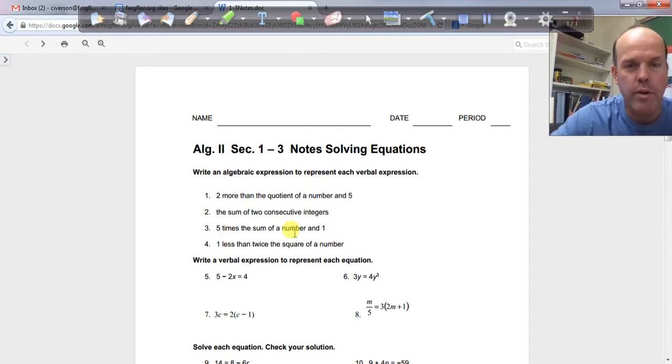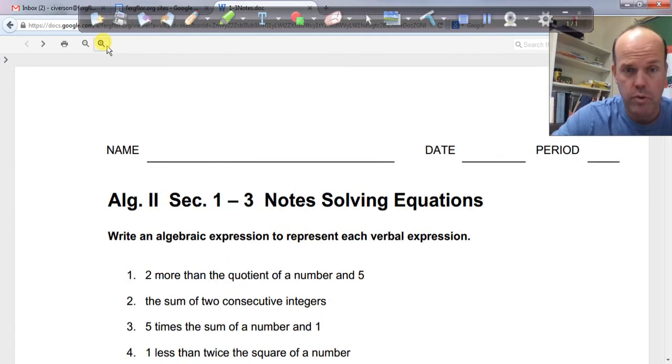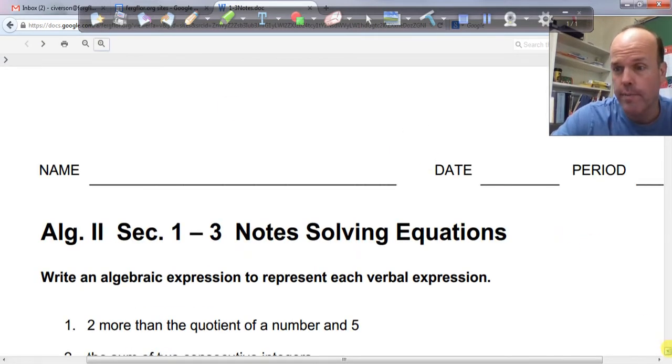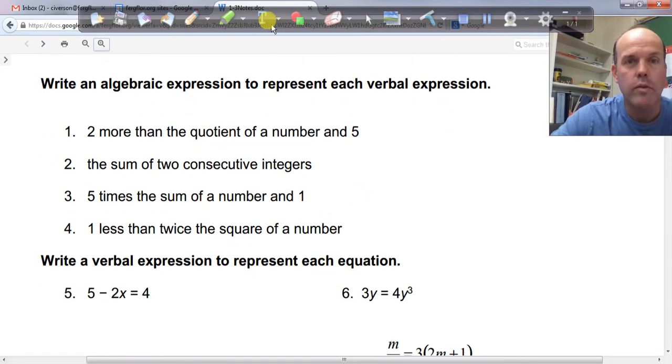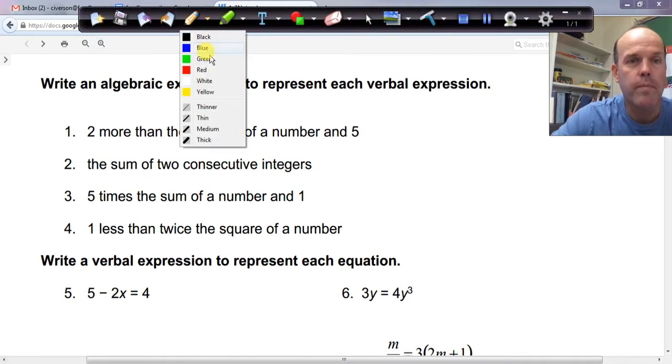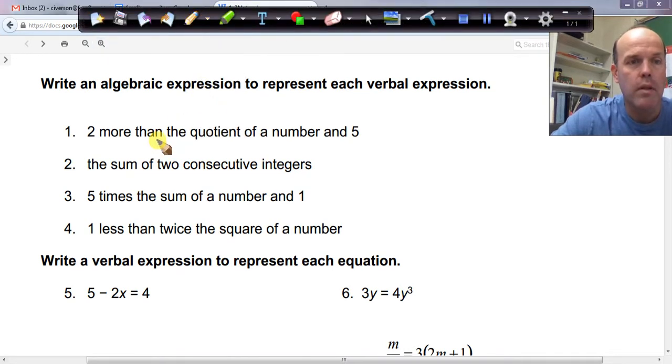So we've got 4 there. Let me blow this up, it's a little too small. There we go. Alright, so get my pencil going here. Then, 2 more. Erase that.